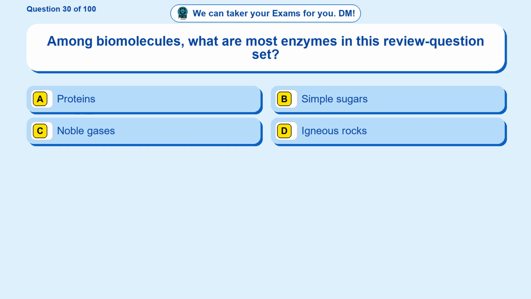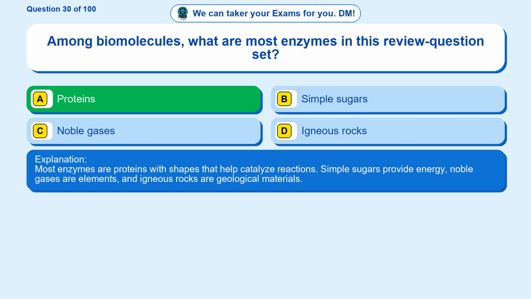Question 30. Among biomolecules, what are most enzymes in this review question set? Option A, proteins. Option B, simple sugars. Option C, noble gases. Option D, igneous rocks. The correct answer is option A. Proteins. Most enzymes are proteins with shapes that help catalyze reactions. Simple sugars provide energy, noble gases are elements, and igneous rocks are geological materials.